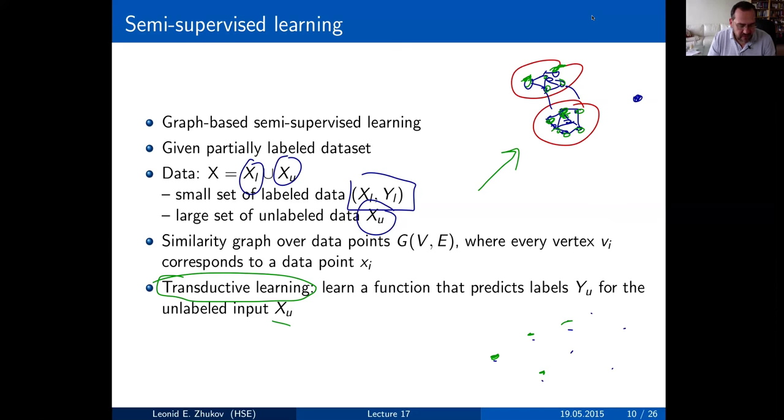So the terminology here is that we're going to talk about semi-supervised transductive learning, and then pretty much any method developed for semi-supervised transductive learning we can use, but we'll cut out the very first step in those algorithms that builds a similarity graph over the data points, because we already have a graph. All right.